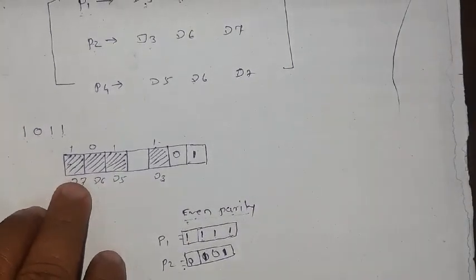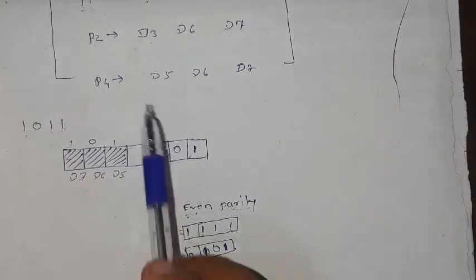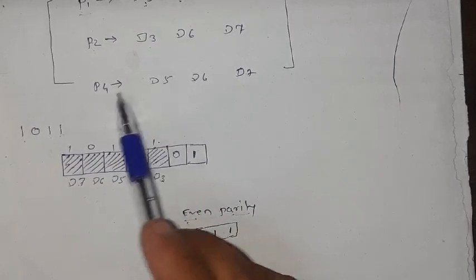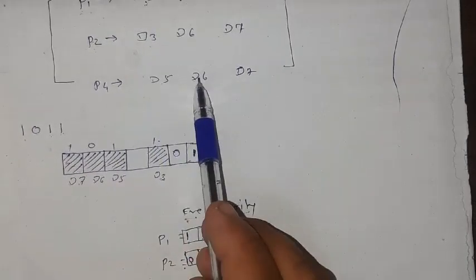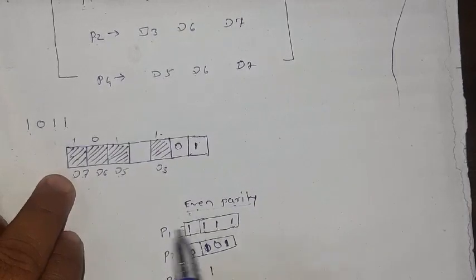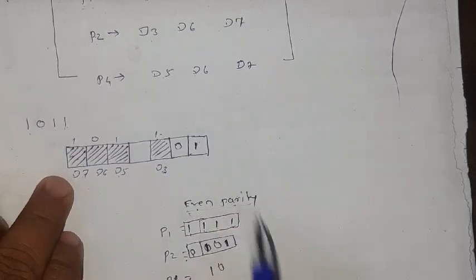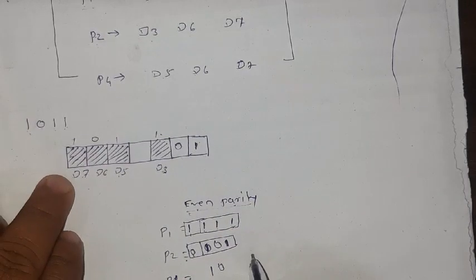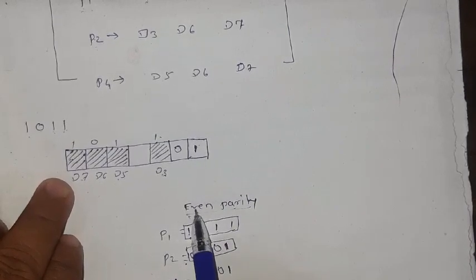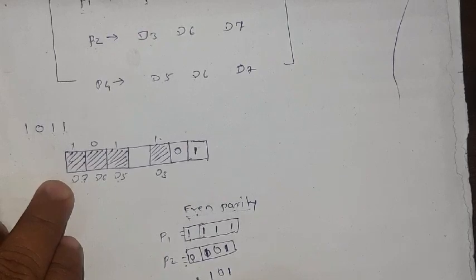Now next, P4. I'm extremely sorry. Okay, so see, the associativity of P4 is what? D5, D6 and D7. Now check here. First of all, D5 is 1. Then D6 is 0. Then D7 is 1. Now here we are dealing with even parity. Clear? So the value of P4 is 0. Then and only then does it become even.